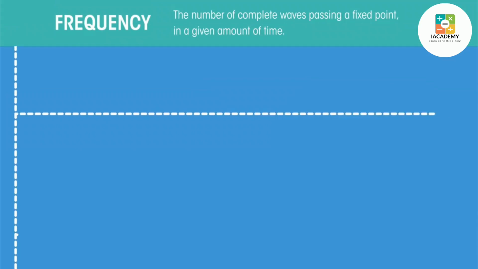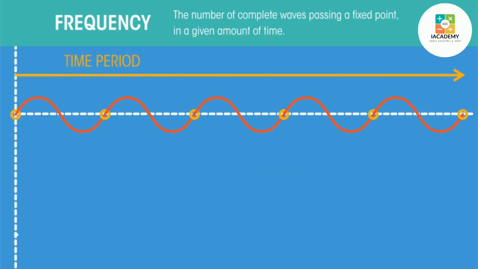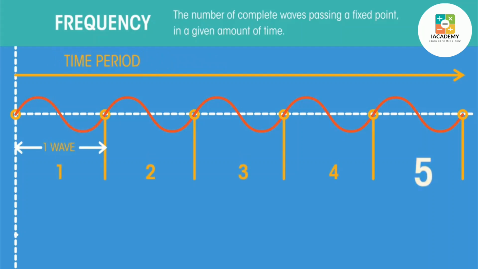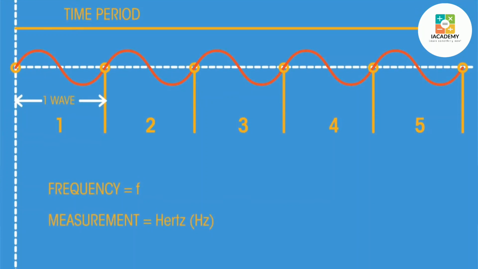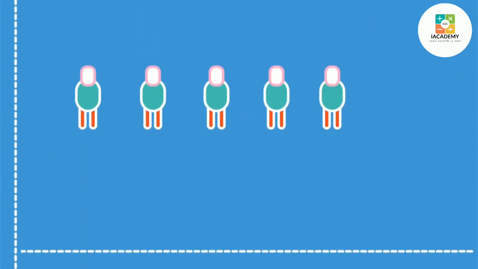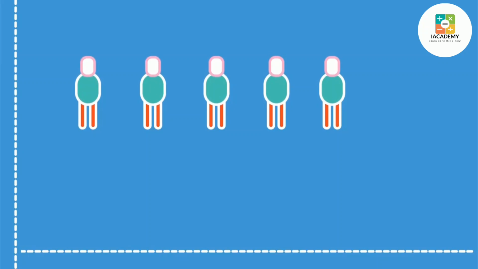The frequency of a wave is the number of complete waves passing a fixed point in a given amount of time. This time period is usually 1 second. This is what one complete wave looks like. So if this was our time period, the frequency would be 5. Frequency is given the symbol F and is measured in units called Hertz. Hertz measure how many complete cycles per second, so how many people in our Mexican wave stand up every second.